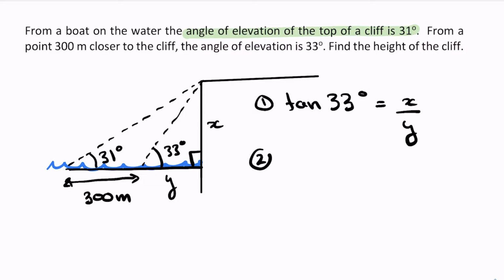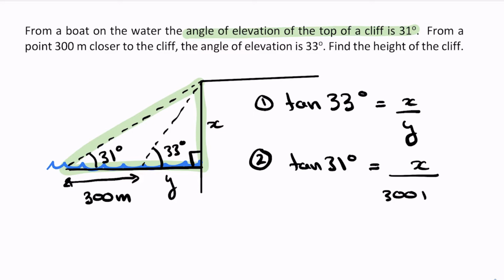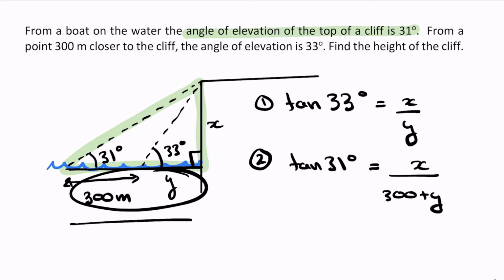The second equation, which is looking at this larger right angle triangle, is similar. I'm going to have tan of 31 degrees because that's my reference angle. And I'm going to have the same opposite side, but my adjacent side is going to be 300 plus y. It's this whole thing here. If this little piece is y and this is 300, then the whole thing is 300 plus y. Okay, two equations, two unknowns.